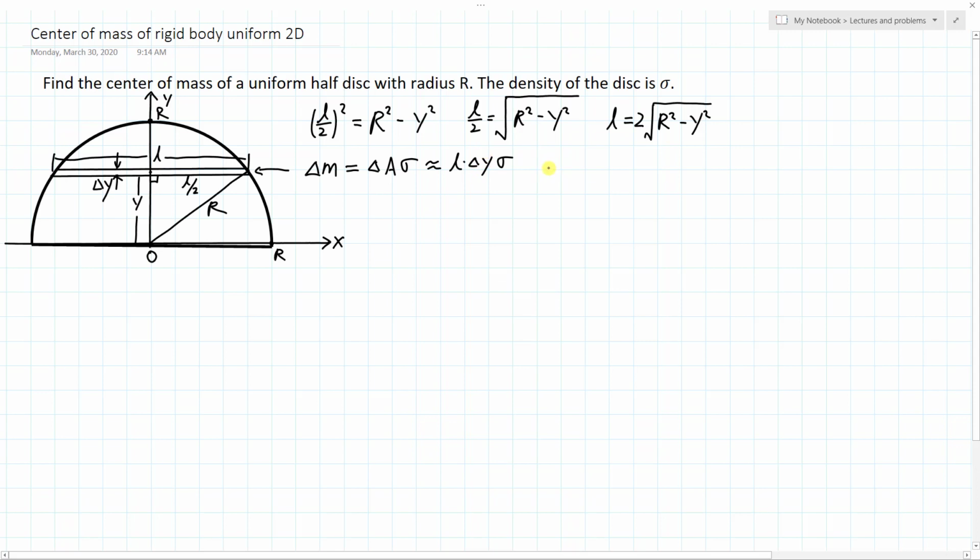So let's write that out. The limit of delta m when delta y is pushed towards 0 is equal to dm, infinitesimally small mass, and on the other side delta y becomes dy, so sigma L dy, and substitute the L with this expression, and there's a 2 sigma square root r squared minus y squared times dy, equal to dm.